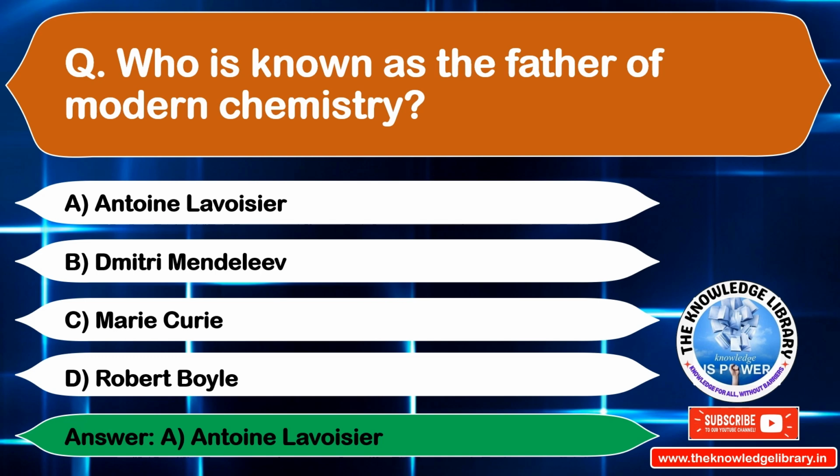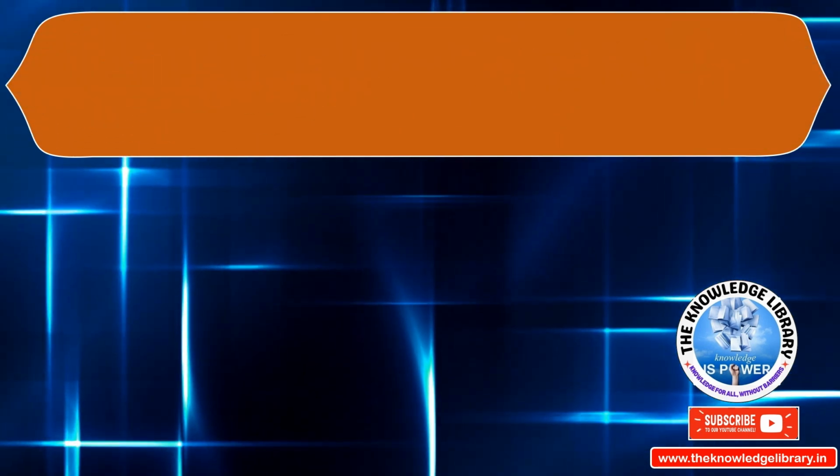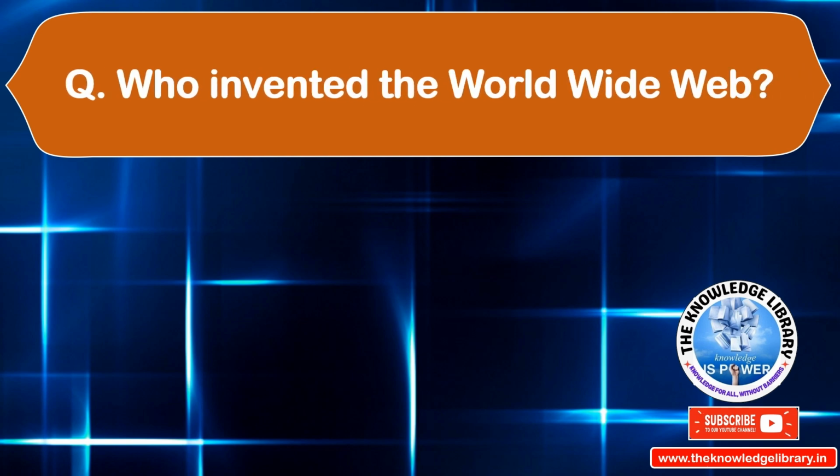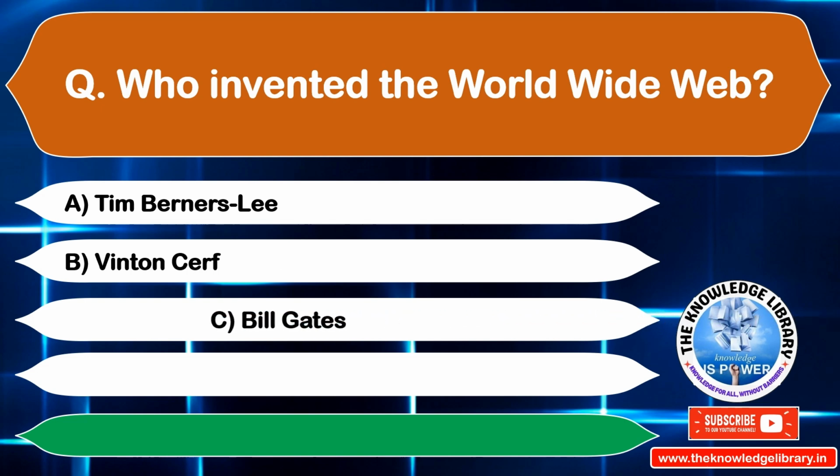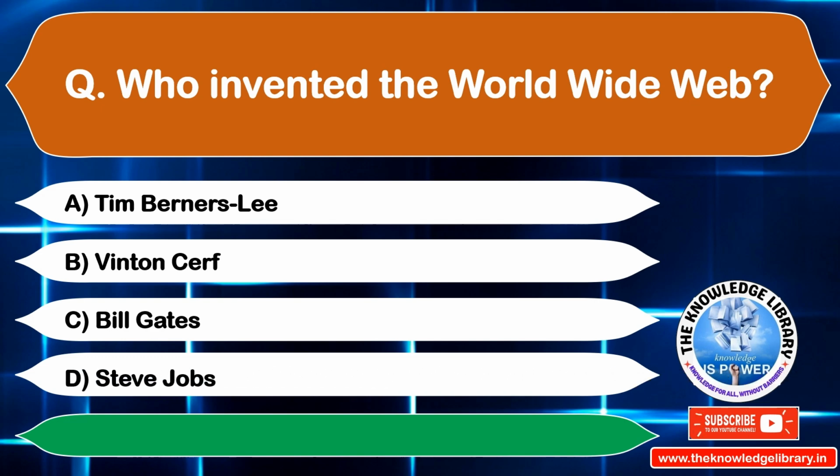Moving to the next question. Who invented the World Wide Web? Option A, Tim Berners-Lee. Option B, Winton Cerf. Option C, Bill Gates. Option D, Steve Jobs. The correct answer is option A, Tim Berners-Lee.